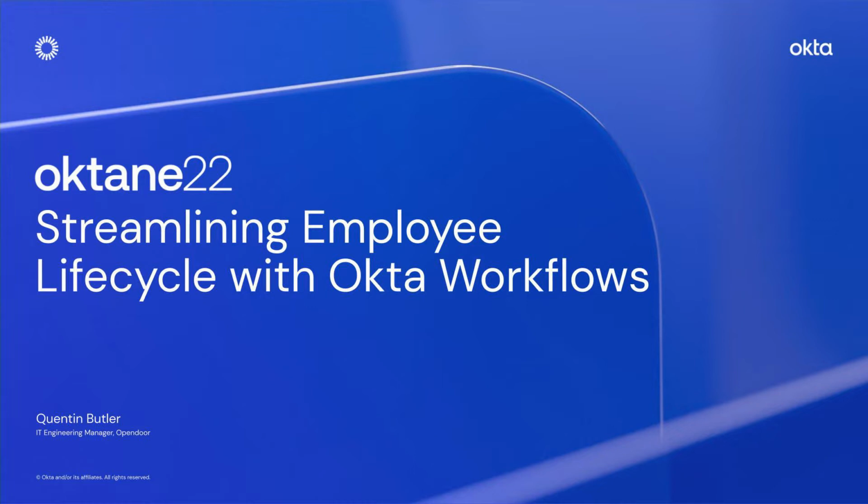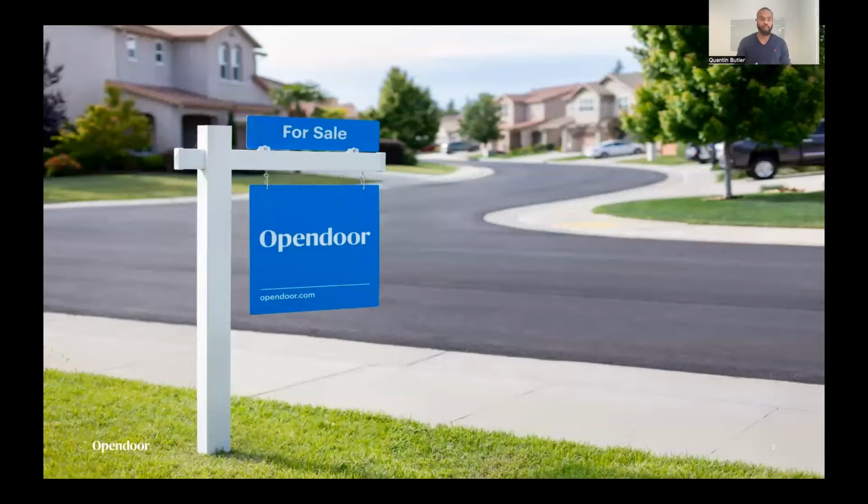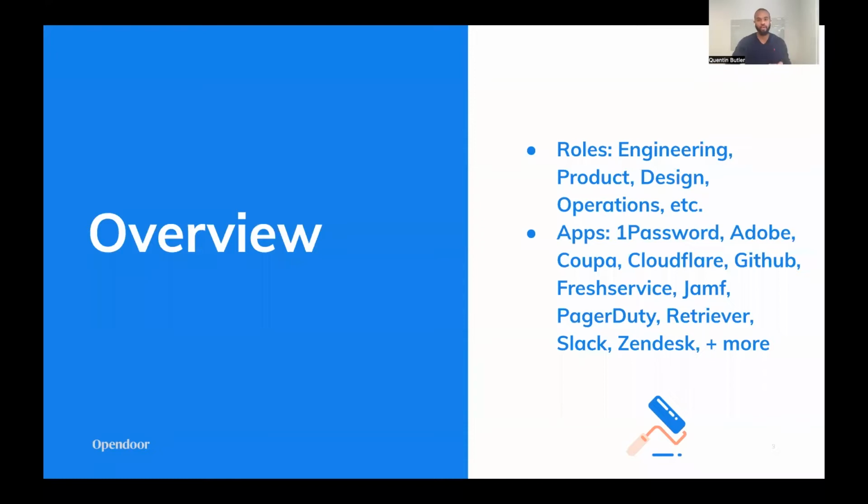All right. So what is Opendoor? Opendoor is an e-commerce platform for residential real estate that allows us to buy, sell, and move online. Traditionally, the real estate transaction is complex, uncertain, and time-consuming. Opendoor is here to modernize it. So let's give some background. We have various roles here at Opendoor. The majority of our roles are around engineering, product, design, and operations. We also have tons and tons of apps that we currently use in our Okta Workflows production.